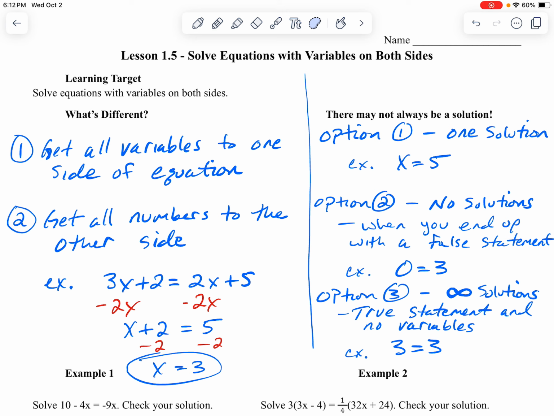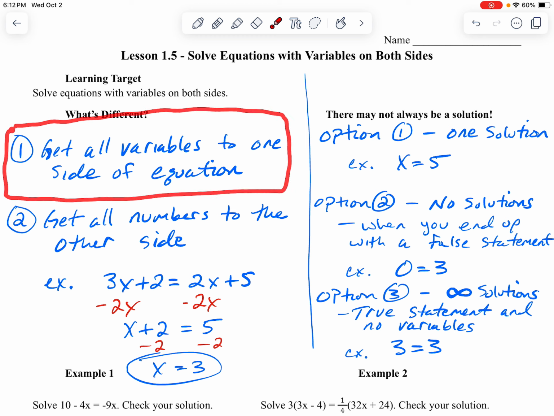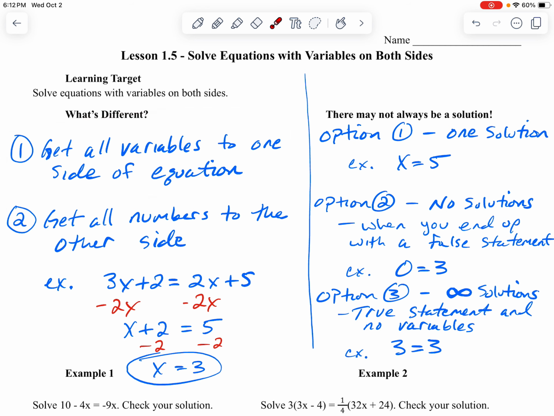In 1.5, the only thing that we're changing is there are now going to be variables on both sides of our equation. And we handle that almost exactly like we have in the past. What I always like to do first is get all of the variables to one side of the equation, and then get all of the numbers to the other side. So this might make more sense if we just look at an example.